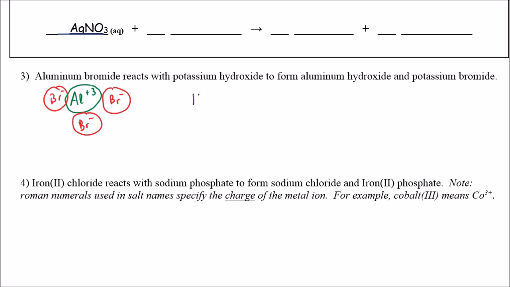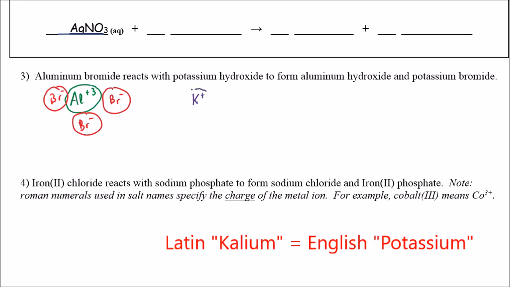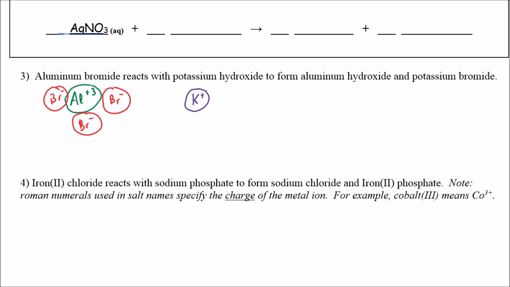Potassium hydroxide. Potassium is K. That's confusing, but it is from the Latin kalium, K. Hydroxide. Hydroxide is polyatomic OH minus. That's all there is. 1 plus, 1 minus. Now, let's do the other side. Aluminum hydroxide.